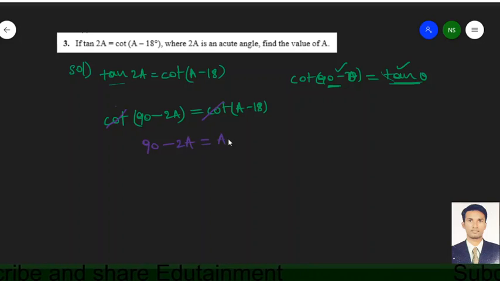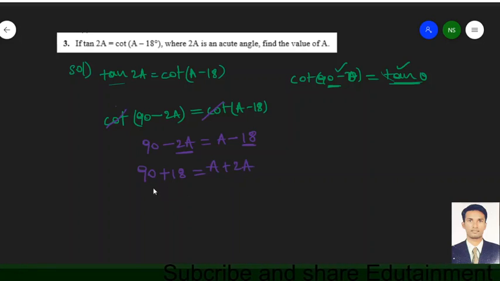Then the remaining is 90 minus 2A, which is equals to A minus 18. Let us isolate the A terms and the constants. If we send this minus 18 to this side, we will get 90 plus 18, which is equals to, if we send this 2A to the RHS side, we will get A plus 2A. So we will get 108 equals to 3A. Send this 3 to the left hand side, or else divide both sides by 3.